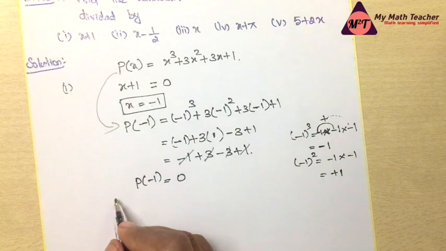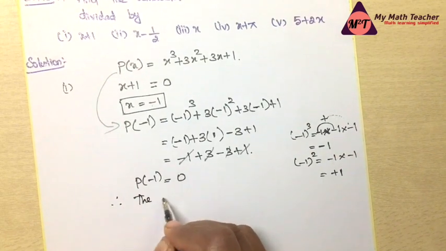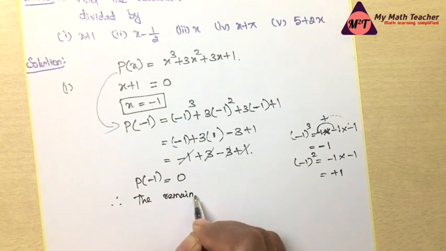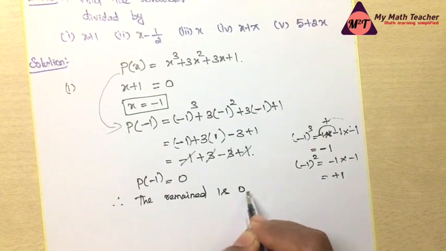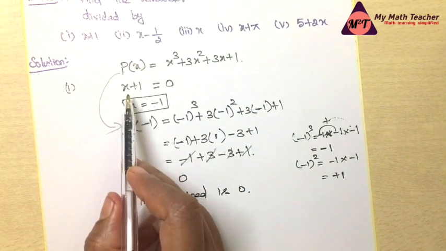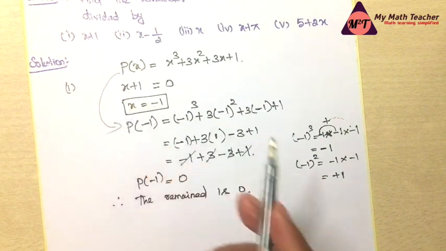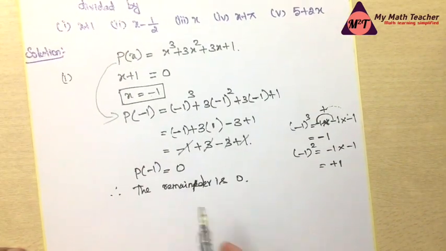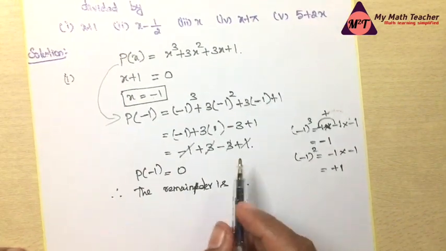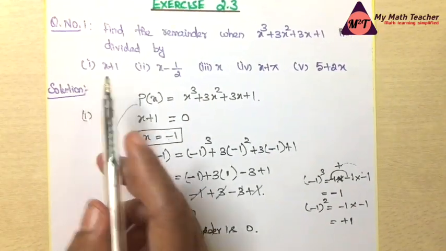So we can write, therefore the remainder is 0 for the given divisor, that is x plus 1. Okay. Now the remainder is 0. So you can write the remainder is 0 when you divide by x plus 1.